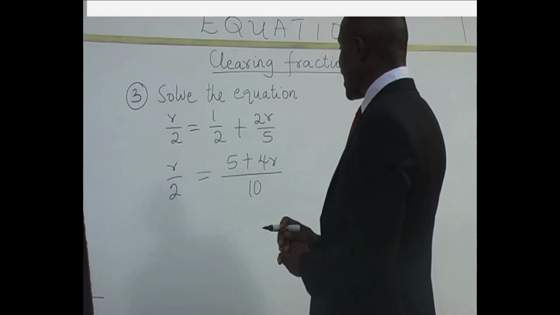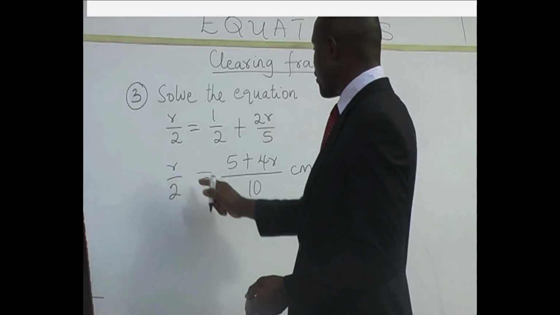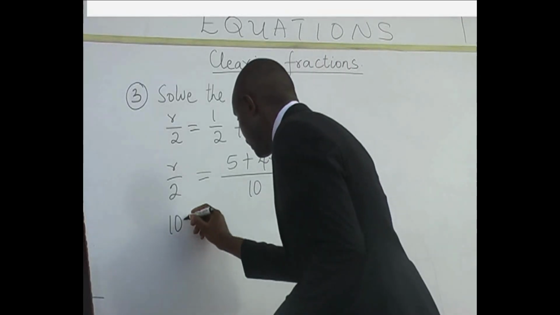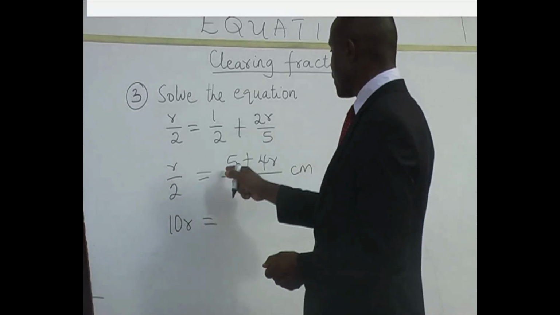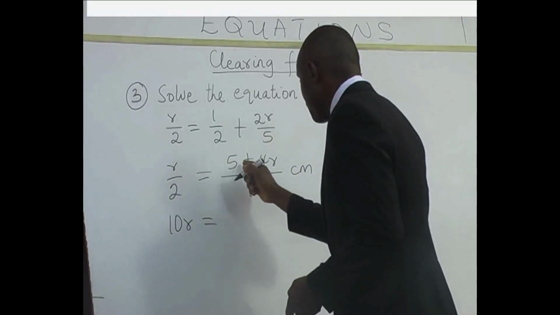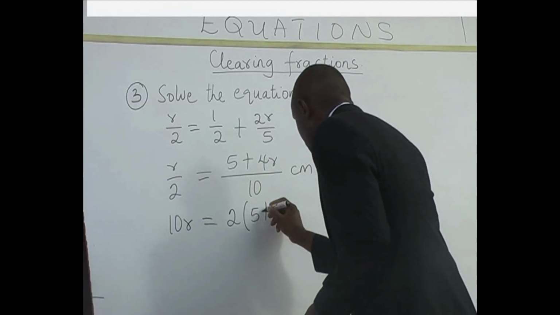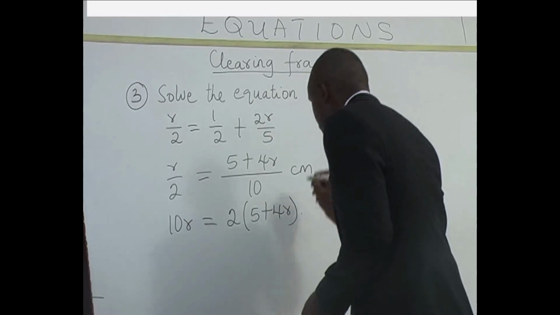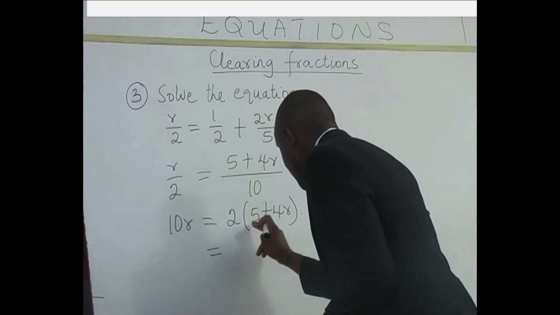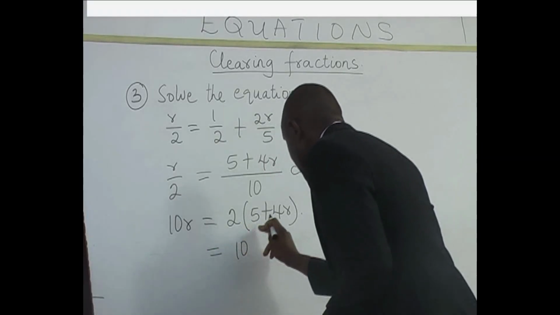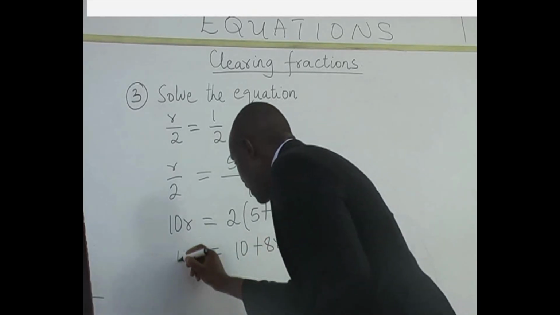By this time, you can now cross multiply. r times 10 will give you 10r, which will now be equal to 2 times 5 plus 4r, something like this, 2 into 5 plus 4r. Remove brackets. You're going to have in the right hand side of the equation 2 times 5 is 10. 2 times plus 4r will give you plus 8r. That is the value of 10r.